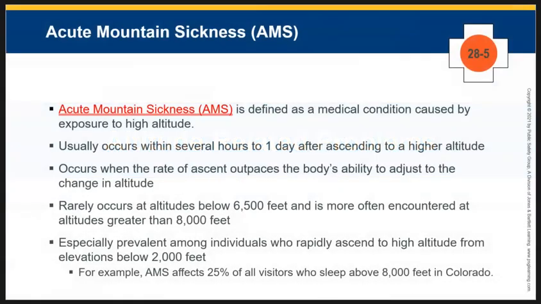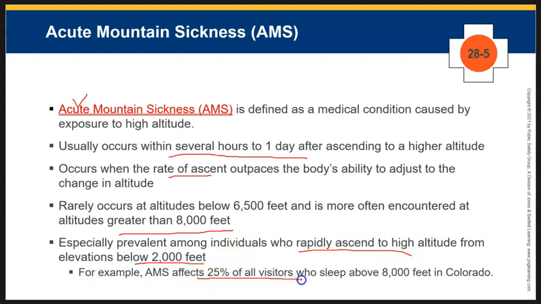Altitude-related problems begin with acute mountain sickness. So we get this rapid onset idea after moving to high altitudes. It can occur within several hours to 1 day after ascension to a high altitude. If your rate of ascent outpaces your body's ability to adjust, you're not going to maintain homeostasis. It typically occurs at altitudes greater than 8,000 feet and is going to be really prevalent, again, in people who rapidly ascend from elevations that are below 2,000 feet.